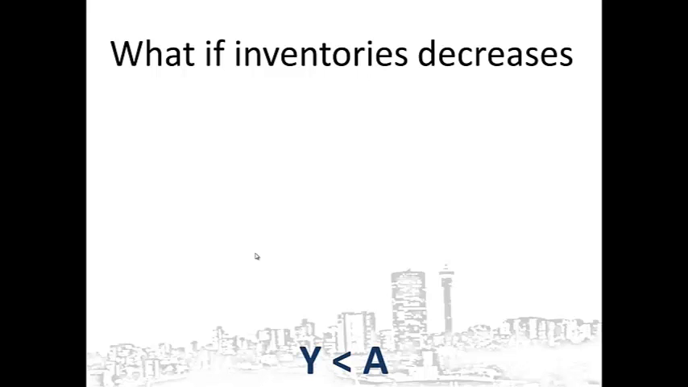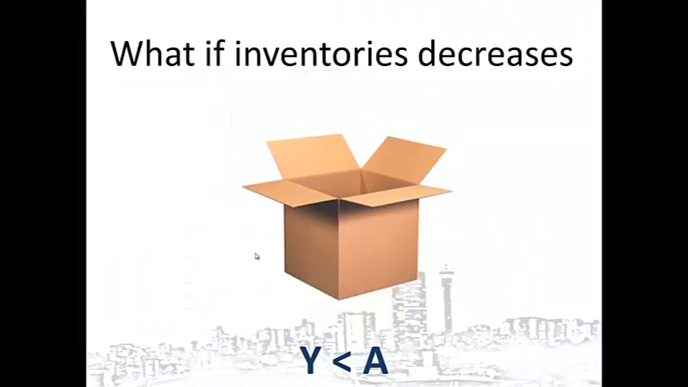Production can also be less than spending. Then inventories will decrease. Producers are not making enough stuff for consumers to buy. A decrease in inventories is a signal that spending by consumers is more than production, and therefore producers have to produce more.